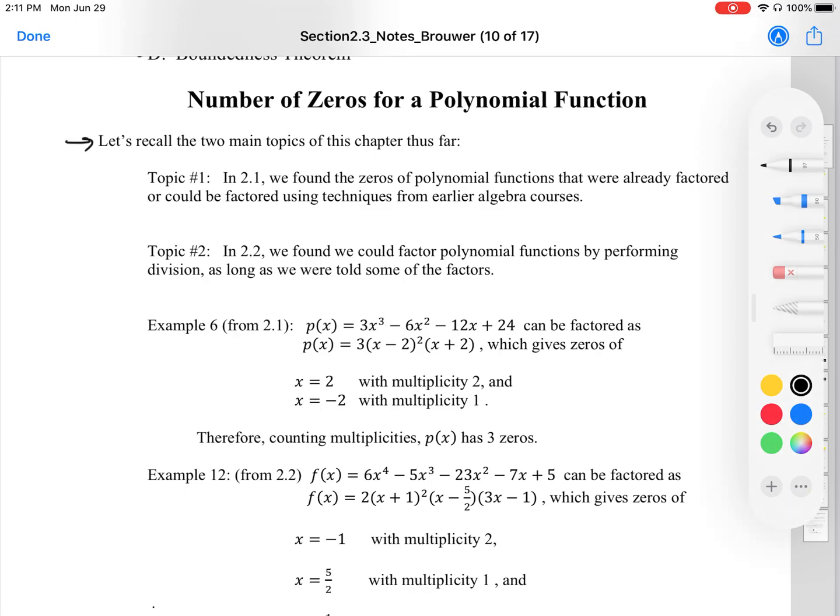Let's recall the two main topics of this chapter thus far. In 2.1, we found the zeros of polynomials that were already factored or could be factored using techniques from earlier algebra courses. In 2.2, we found we can factor polynomials by performing division as long as we're told some of the factors.